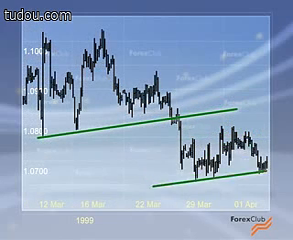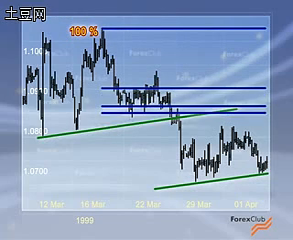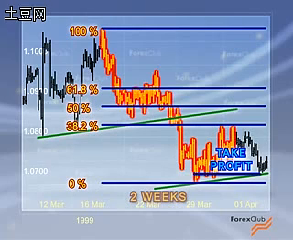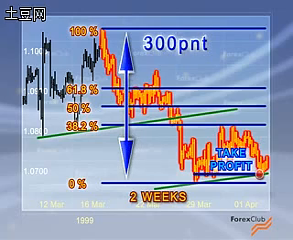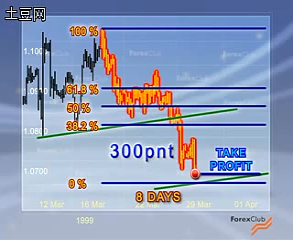Let's project the broken support downwards and use Rumus's Fibonacci retracement levels as a framework. There's our take profit. Now, we were on the market for 2 weeks and we only made 300 points, and we could have got out on the 8th day with the same result. Still, nothing ventured, nothing gained.